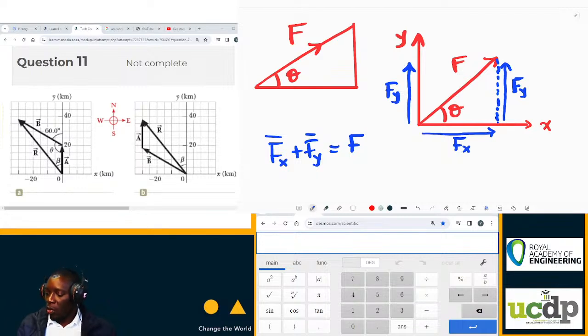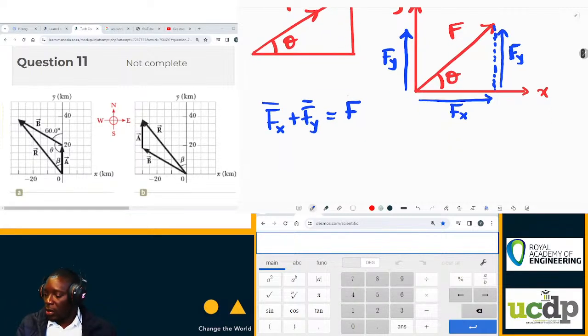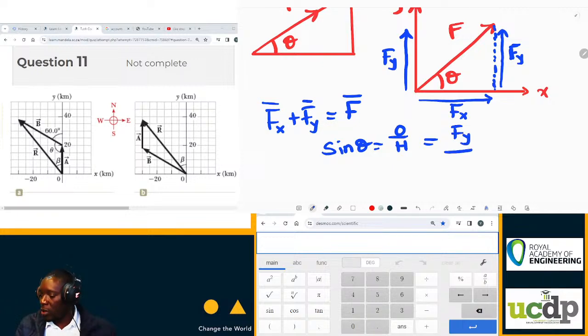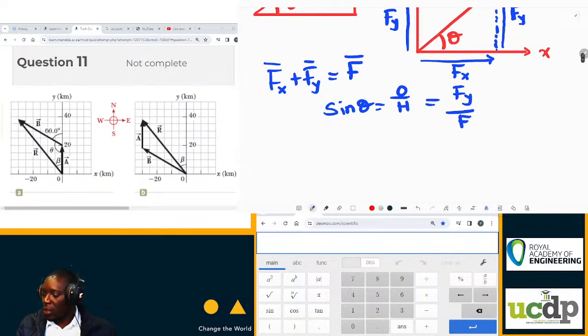Okay, so what follows then is the fact that we know that sine theta is opposite over hypotenuse. And in this case, the opposite is fy. The hypotenuse is simply f. So it therefore follows that by multiplying by f both sides, we get fy equals f sine theta.